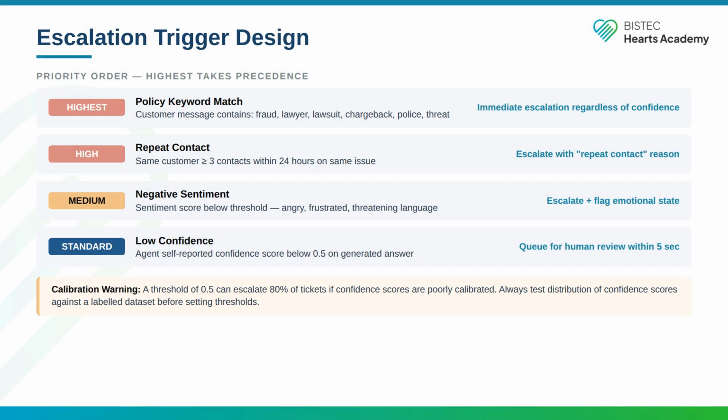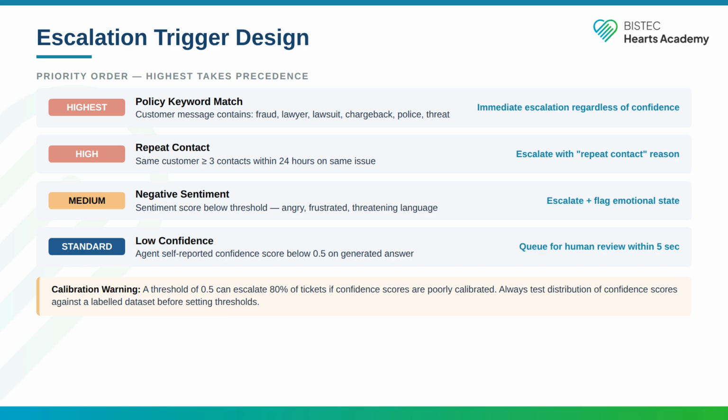4 escalation triggers must be evaluated in strict priority order, with the highest priority trigger taking precedence when multiple fire simultaneously. Policy keyword match is always the highest priority. These are legal and reputational triggers. If a customer's message contains the words fraud, lawyer, lawsuit, chargeback, police, or threat, the agent escalates immediately, regardless of confidence score, regardless of sentiment, regardless of contact count. The escalation happens before a response is generated.